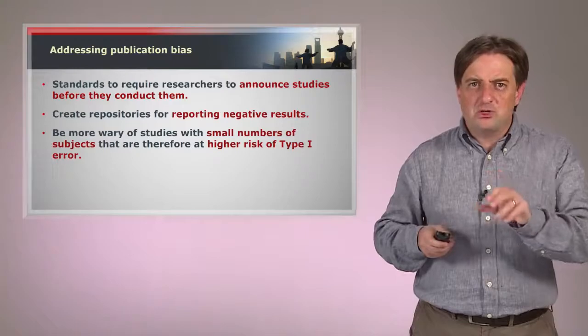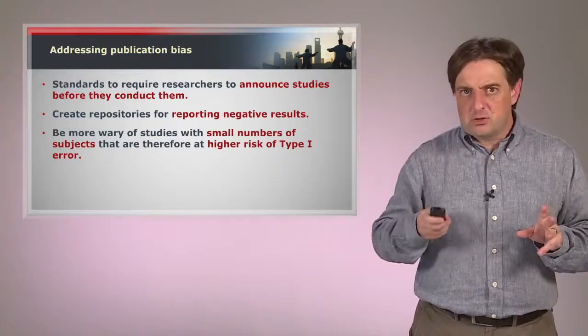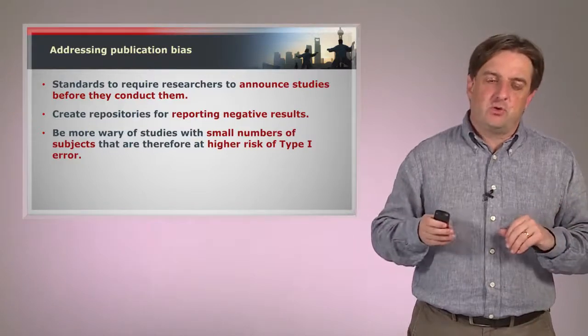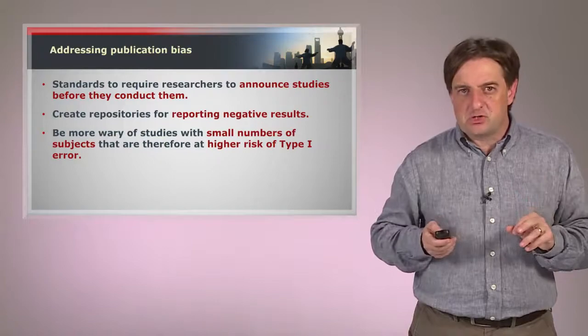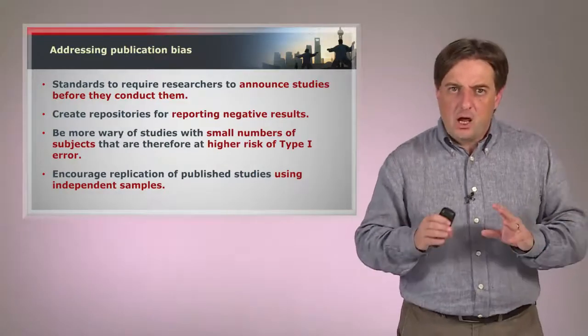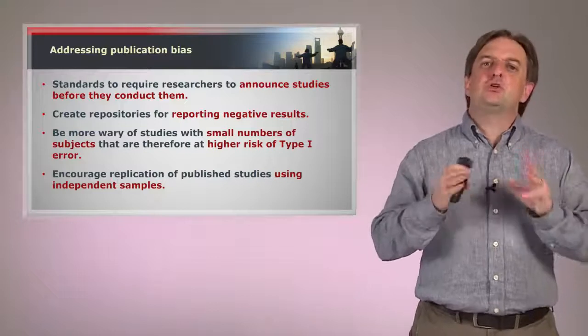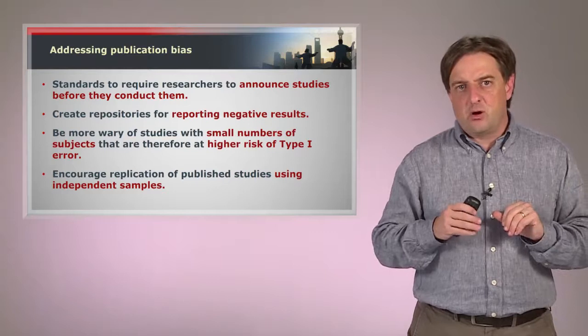As a consumer of research results, you want to be wary of studies that have small numbers of subjects. These are much more at risk of type 1 error. So you should look for large studies, especially with controlled treatment designs, where your chances of a type 1 error are somewhat smaller. And we should encourage the replication of published studies by using independent samples. So again, I hope that I've sensitized you to some of the issues that arise when we have to think about type 1 errors in our research.